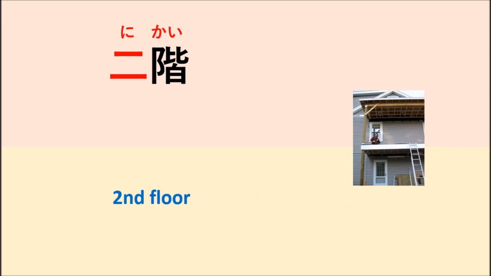Nikai means second floor. Why? In here we have ni means 2 and kai means floor. So when we put 2 together with floor, it means the second floor.